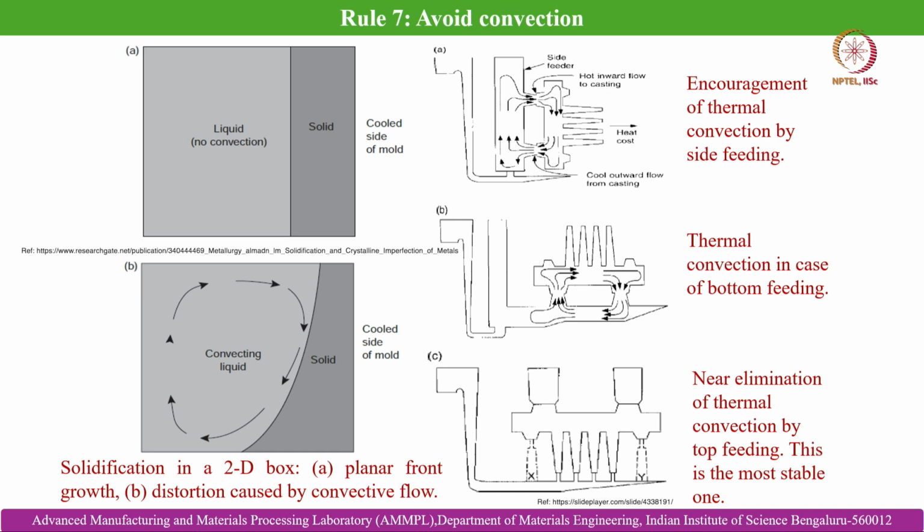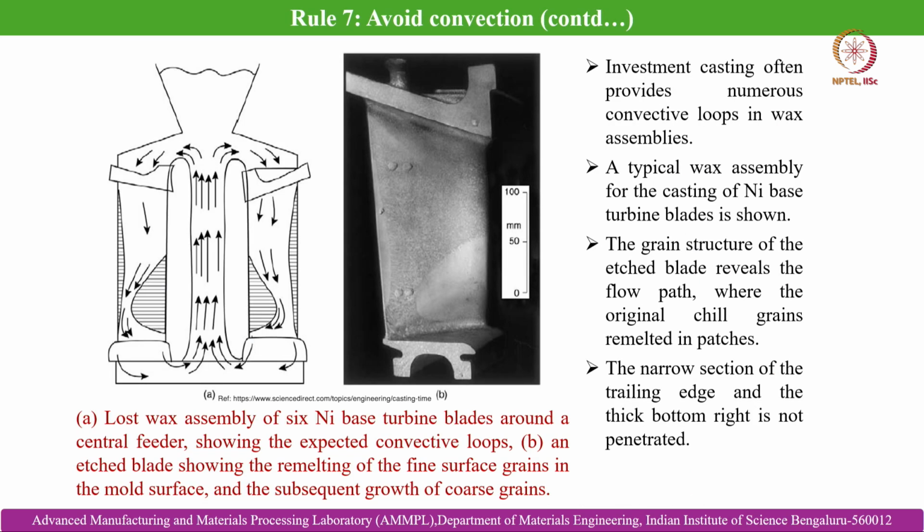So, thermal convection in the case of bottom feeding is an example, and then near elimination of thermal convection by top feeding. This is the most stable one. So these are some examples of how we can avoid convection related defect formation within the mold cavity. Another example of avoiding convection is shown here.